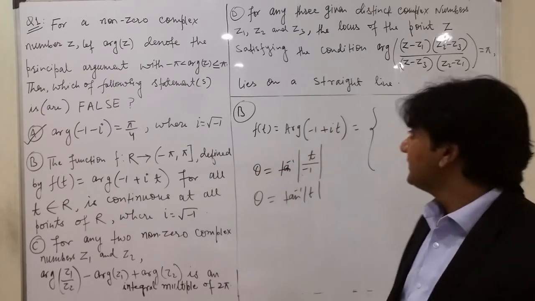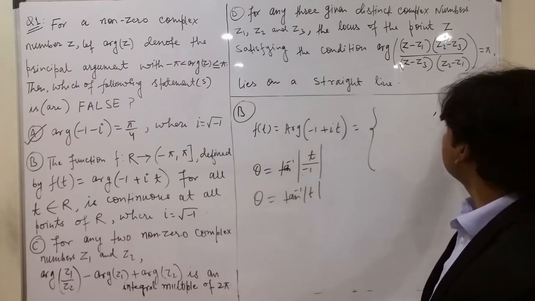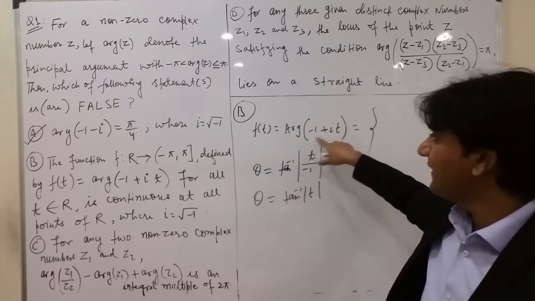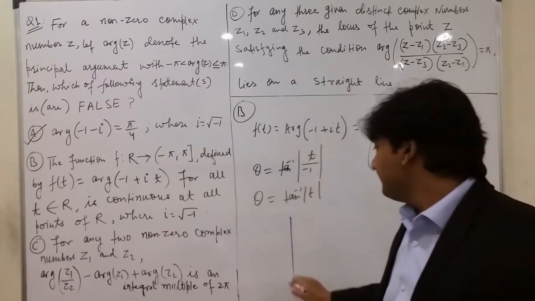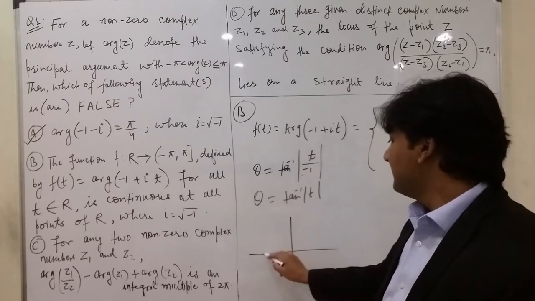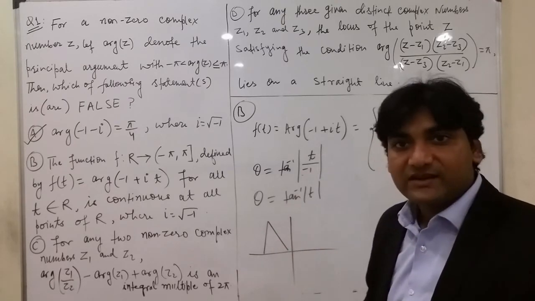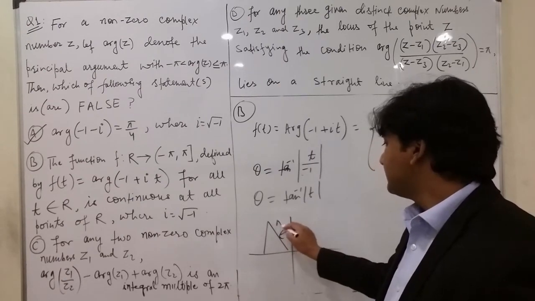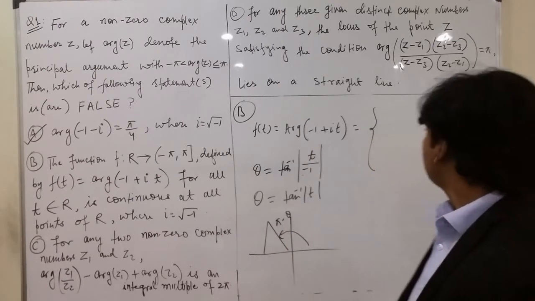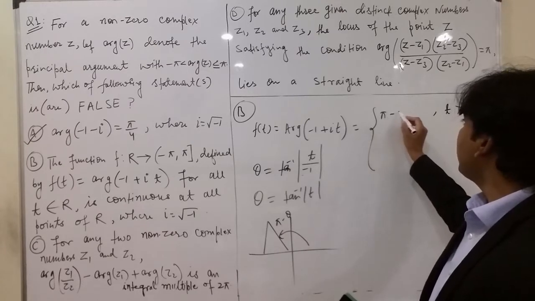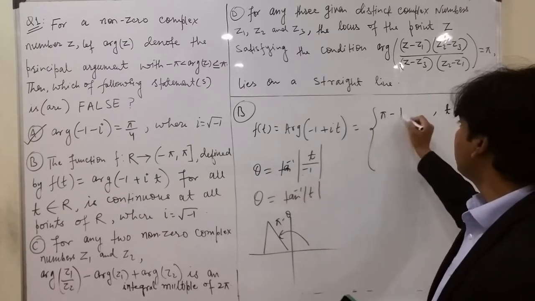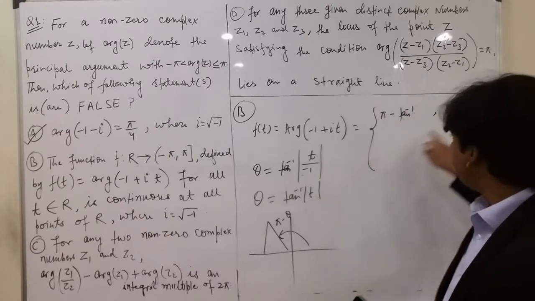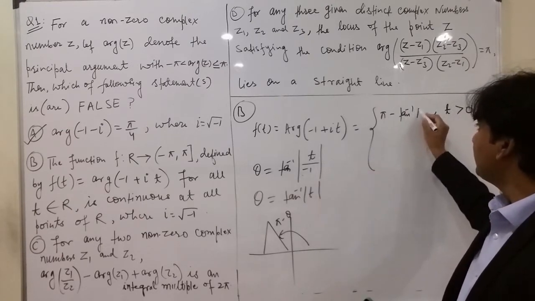in a different quadrant. So first we will consider when t is positive. When t is positive, it means y is positive and x is negative. So with y positive and x negative, it lies in the second quadrant. And the second quadrant argument is pi minus theta. So when t is positive, the argument is pi minus theta, and theta is tan inverse of mod t. T itself is positive, so we can write it as t, that's it.